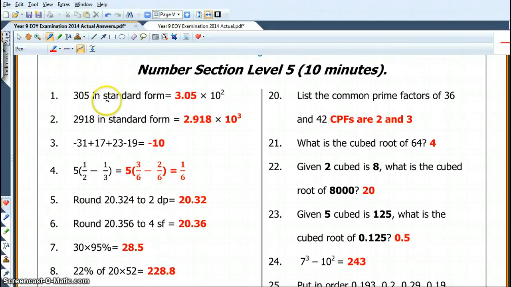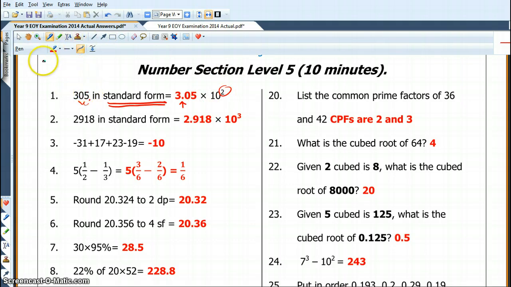So a number of people have asked about standard form. What does standard form mean? It means that the decimal point is always after one number, and then you times it by 10 to the power of something. So here the decimal point is actually there. It needs to move 2 places. So that's where the 2 comes from. So if we take 3.05 and times it by 100, we get 305.